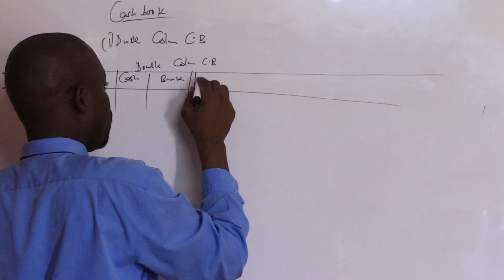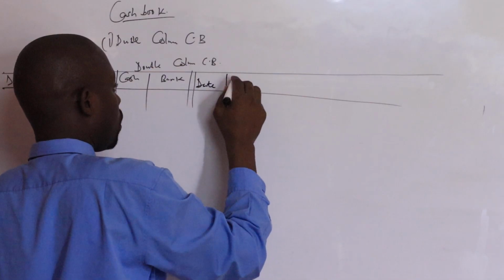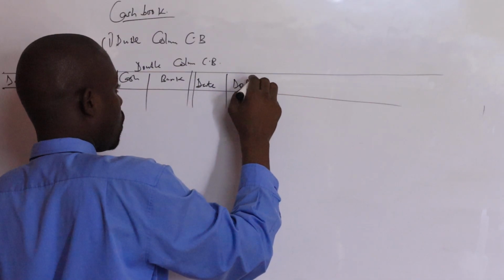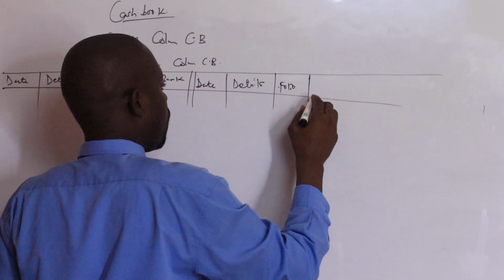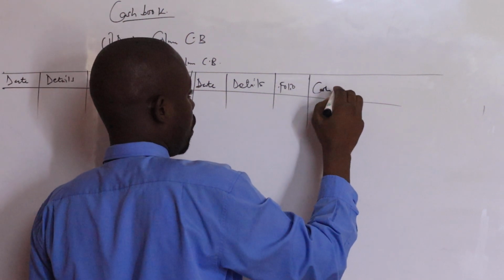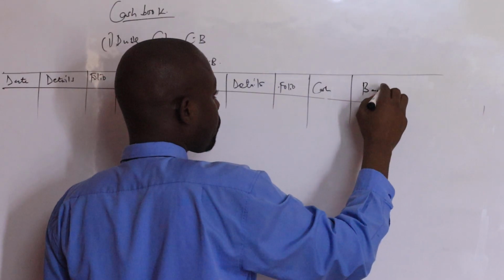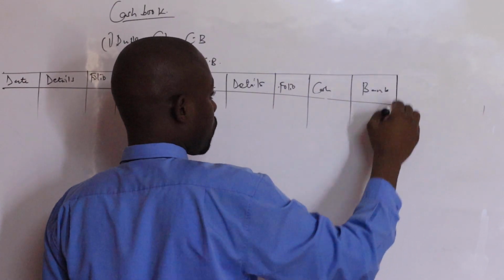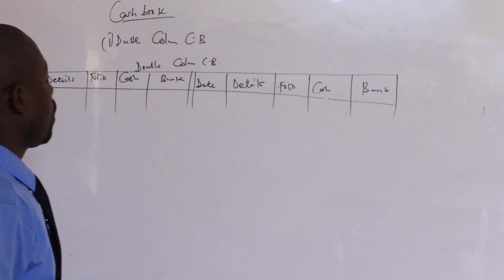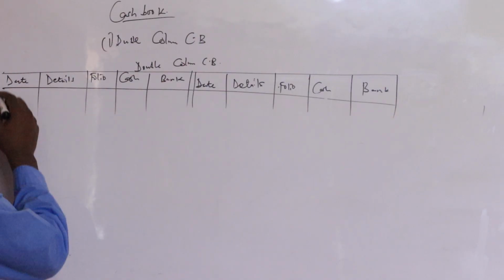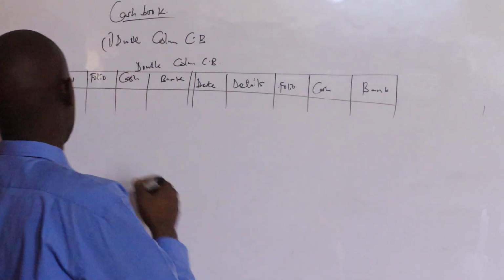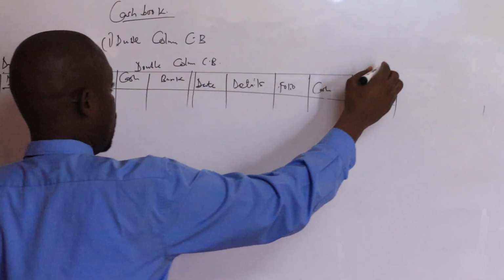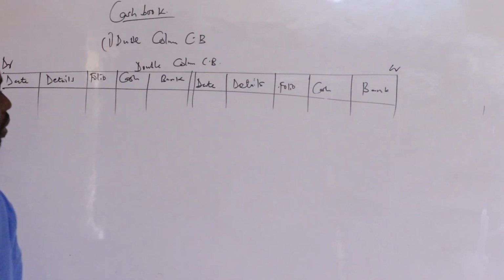And then a double line here. We start again: debit, details, and folio, and then cash, and then bank. So those are the two columns you're talking about, double column on either side. So this is the debit side, this is the credit side. I will do a question on this one so that you see what happens.